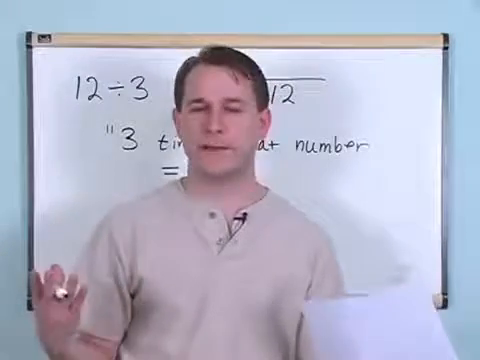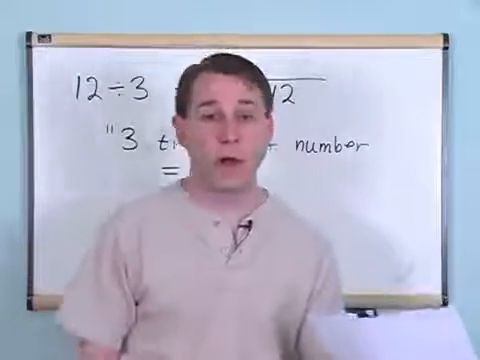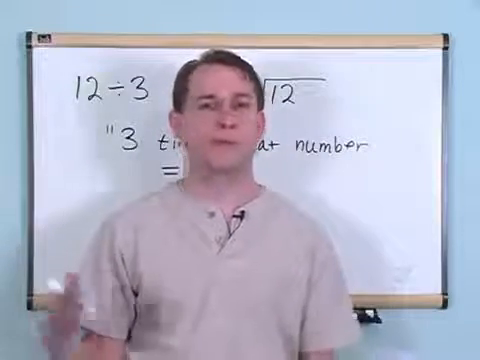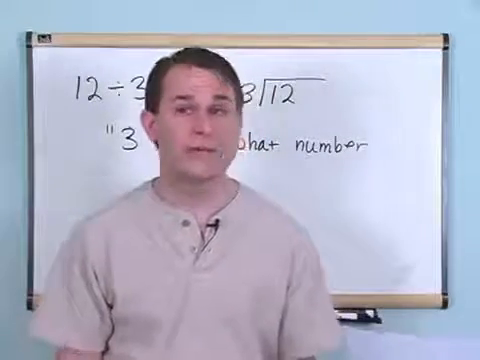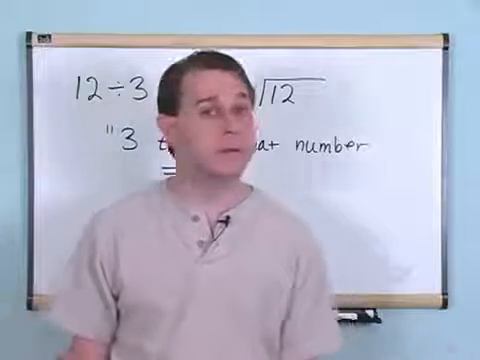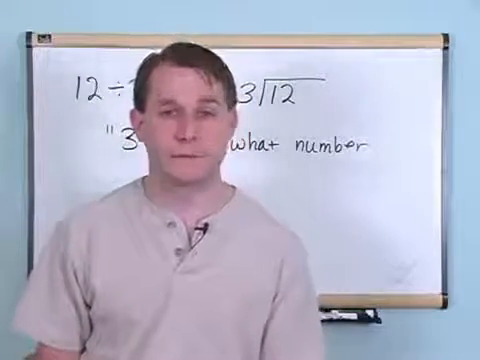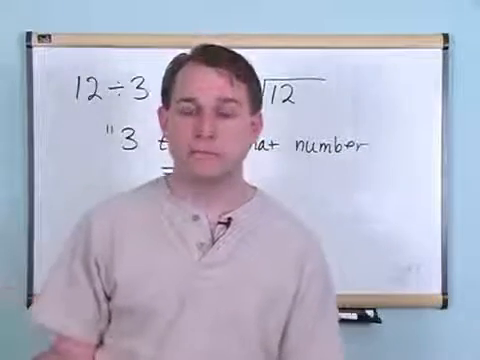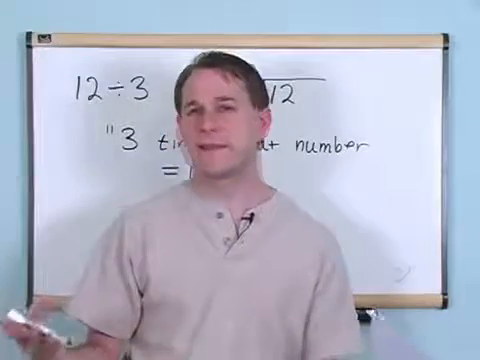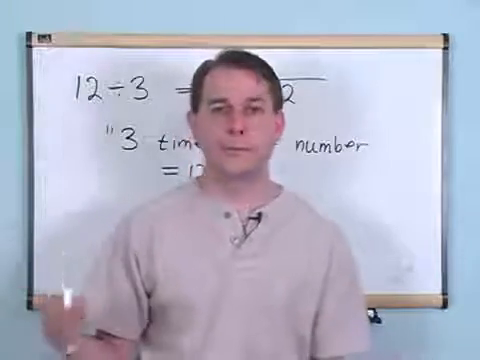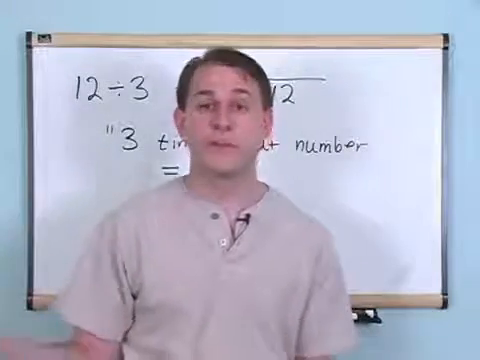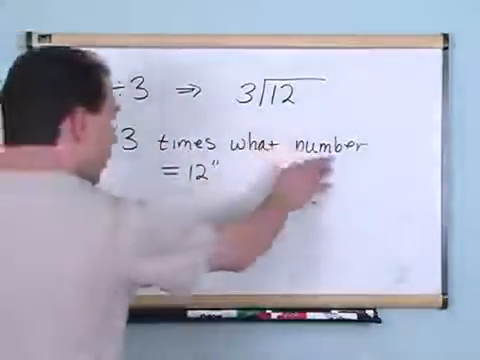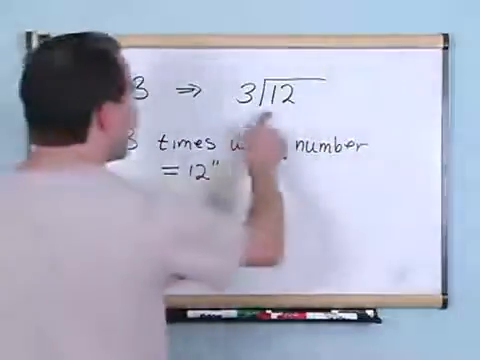So let's go through our times tables. 3 times 1 gives us 3. So that's not right, because I'm looking for 12, right? 3 times 2 gives us 6. Okay, we're getting closer, but we're not there yet. 3 times 3 gives us 9, and that's not right, because we're looking for 12. 3 times 4 gives us 12. Bingo, we hit the answer. So the answer is going to be 4.